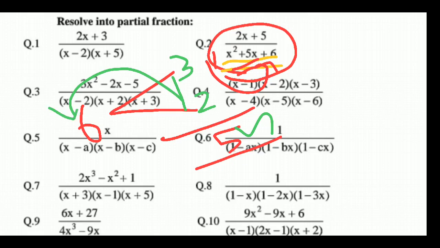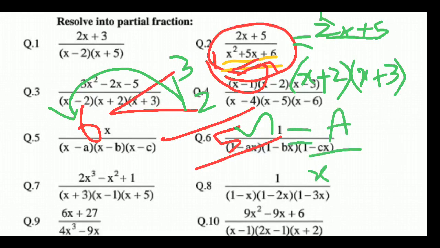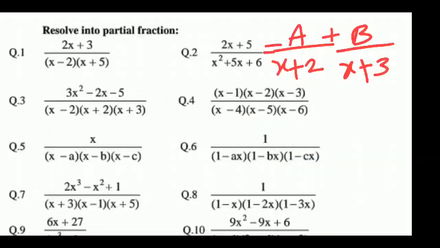So therefore the factorization is nothing but (x + 3) and (x + 2). So you write it in order form, (x + 2)(x + 3) for the 2x + 5. Okay, so now here you split into two parts, A by (x + 2) plus B divided by (x + 3). Now you cross multiply on the right hand side, while 2x + 5 remains the same on the left hand side.